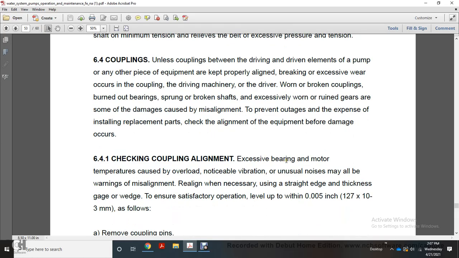Check the coupling and alignment. Check the bearings and the motor. High temperature is a sign of overload. Noticeable vibration and unusual noise may all be warnings of misalignment. Realign when necessary, using a straight edge, thickness gauge, or wedge. Satisfactory operation requires a level of 5,000 inches.